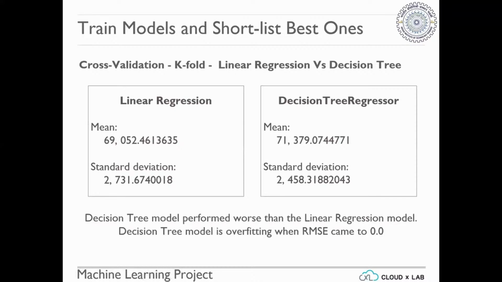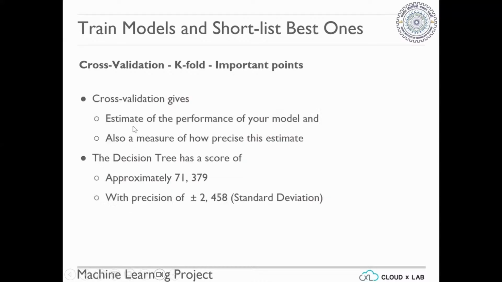So the decision tree model performs worse than the linear regression model, because in this model we are having an overfitting problem, and here we are having an underfitting problem, right?